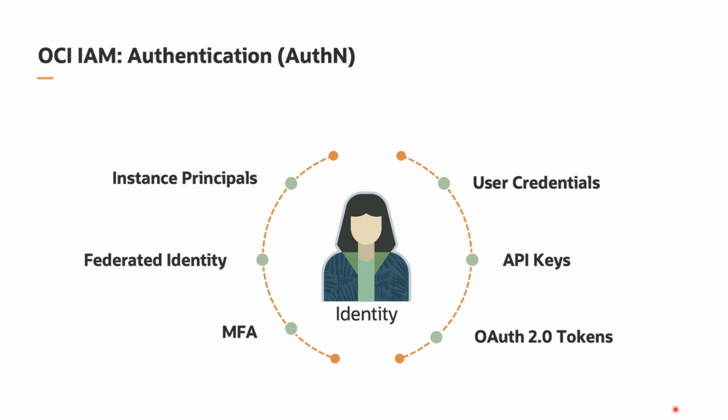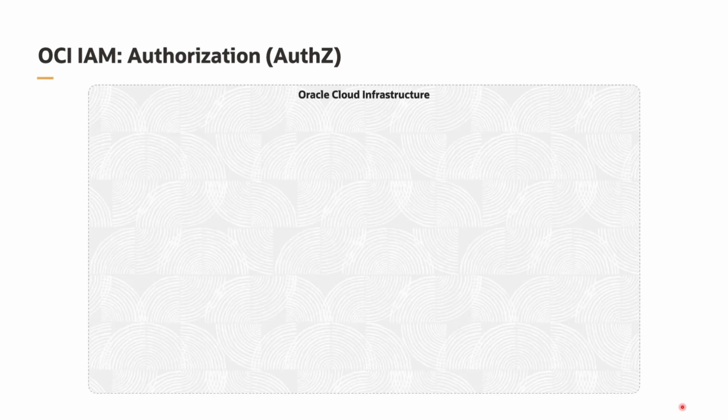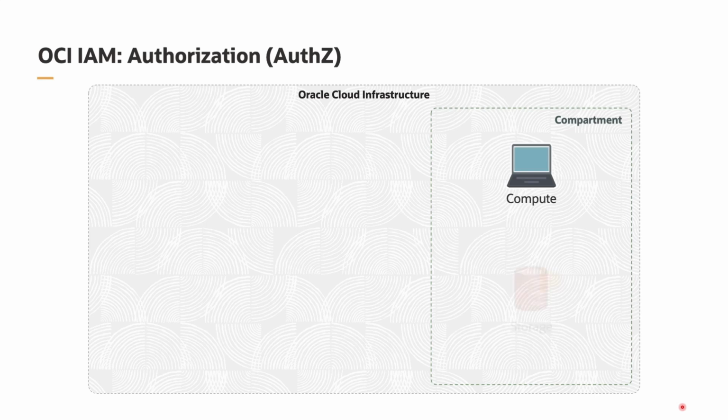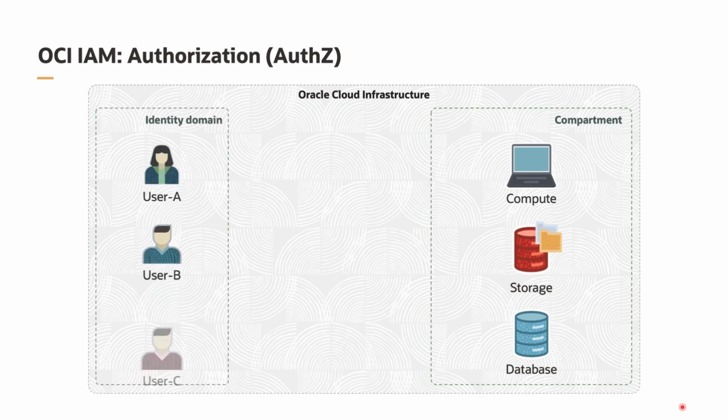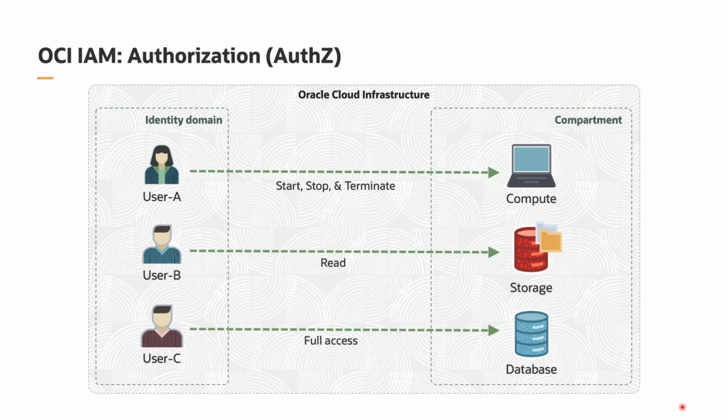After authentication, we have authorization. In OCI IAM, the authorization is done using IAM policies, where it ensures that only authorized entities can access and manipulate resources based on predefined policies and permissions. For example, let's say we have an OCI tenancy with resources such as compute instance, object storage, and database. Our first process will be user authentication, where identities will be confirmed, and once the identities are confirmed, the system will set user permissions and policies to determine what actions they can perform. For example, user A has permissions to start, stop, and terminate compute instance. User B has permission only to read storage bucket, and user C has full permission to manage or modify database.